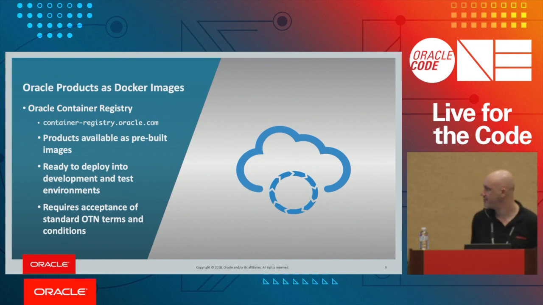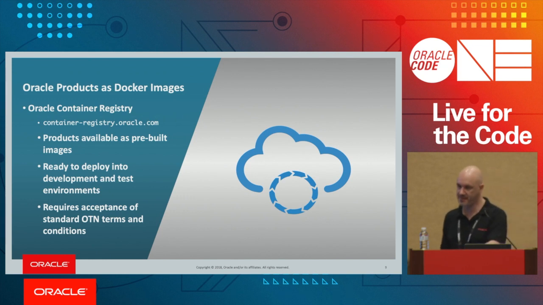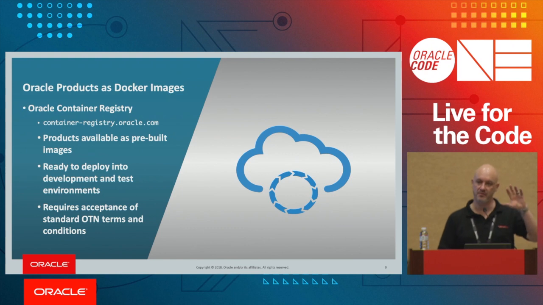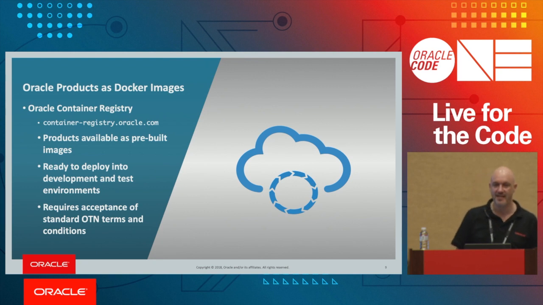We also have the Oracle Container Registry. So containerregistry.oracle.com, these are pre-built product images. This is stuff like database and Java and WebLogic and MySQL Enterprise, stuff that requires a license and costs money. What we have is similar to what the OTN website used to be. For development and test purposes, you can go to OTN, say I agree to the Oracle terms and conditions, and download the software as a tarball. Now you can download the software as a Docker image.